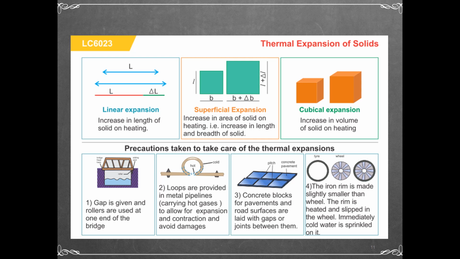These are examples of thermal expansion of solids in our daily life and some precautions that need to be taken to deal with thermal expansion, such as gaps. Number 2, loops are provided in metal pipelines carrying hot gases to allow for expansion and contraction and avoid damage. Number 3, concrete blocks for pavements and road surfaces. And number 4, we can see that the iron rim is made slightly smaller than the wheel. The rim is heated and slipped onto the wheel. Immediately cold water is sprinkled on it.